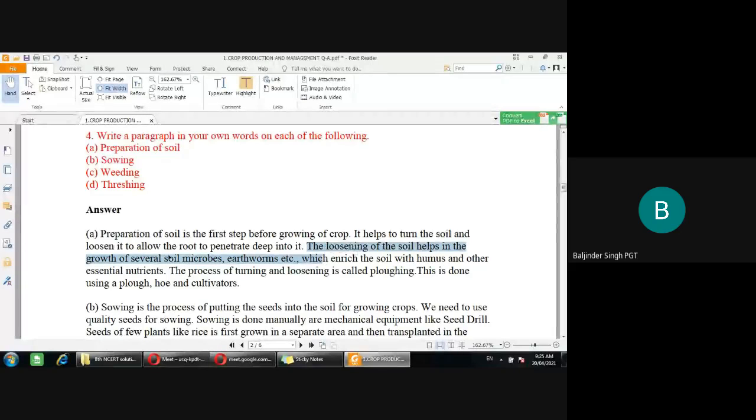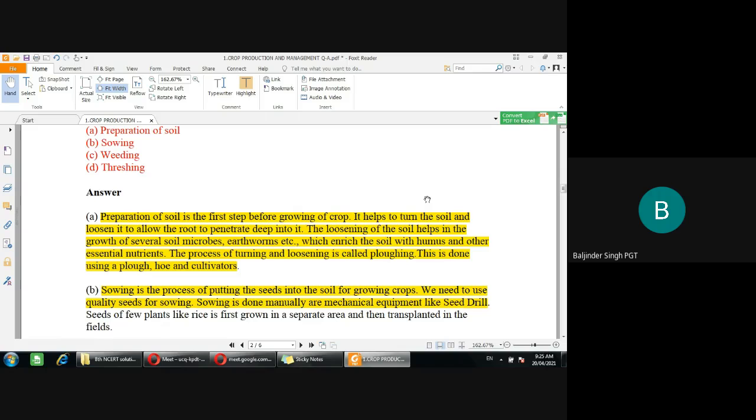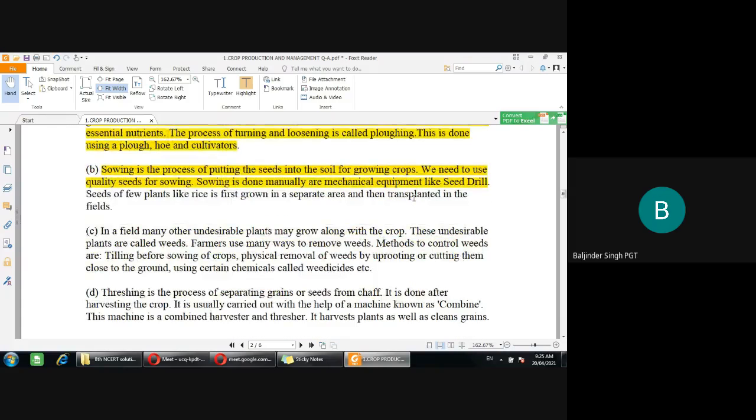So all this you can write in this short note. Similarly, for sowing you may write only one or two lines. Sowing is the process of putting the seeds into the soil for growing crop. We need to use quality seeds for sowing, and sowing is done manually or with the help of equipment like seed drills. Okay, so this is how we can do it. This much is enough.